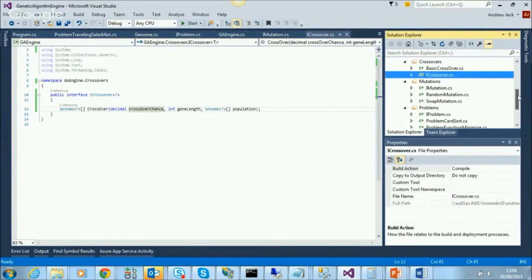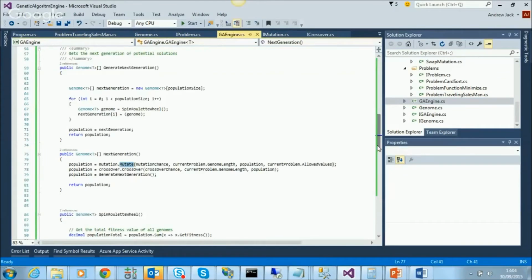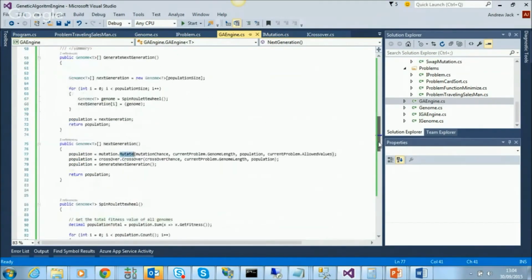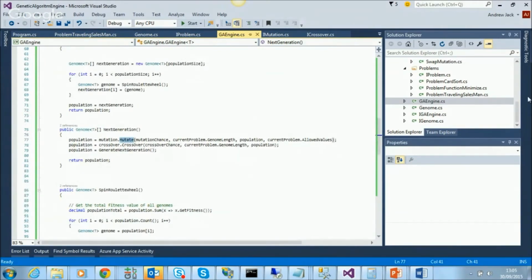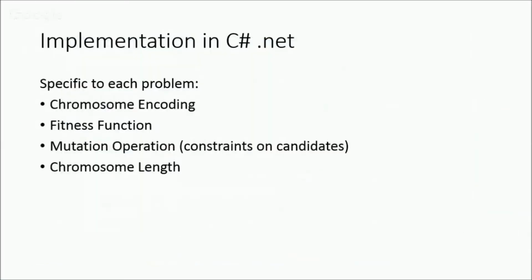Okay, so let's go back to our genetic algorithm engine. So we're going to do a mutation, we're going to do a crossover, and then we're going to generate the next generation, which is going to use the roulette wheel. And that is going to happen in a loop. So let's look at a problem to apply our genetic algorithm engine to. So the first problem we're going to have a look at is minimizing a function.